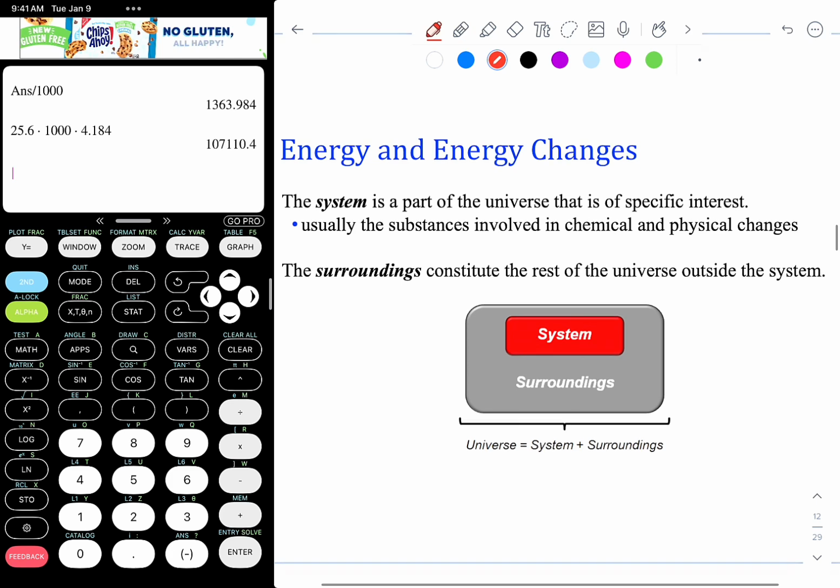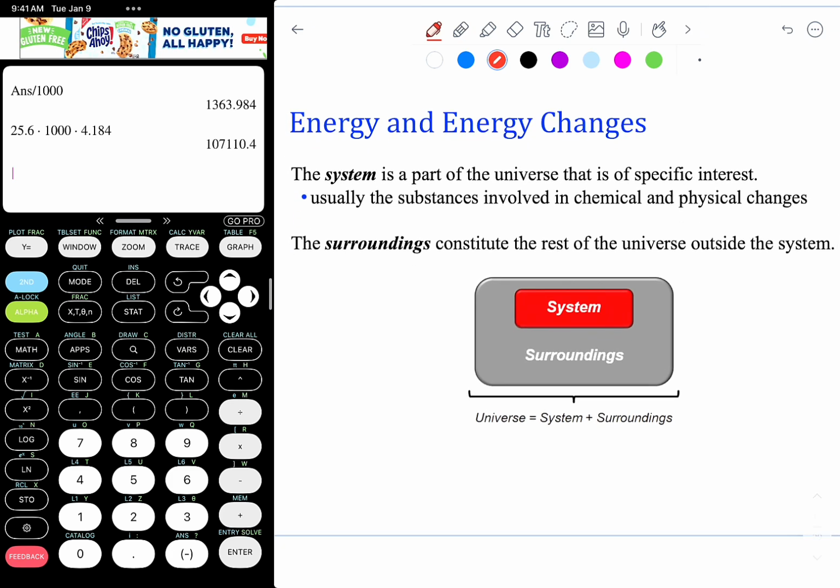Okay. Now, when we're talking about this transfer of heat, where the heat is going, all of the different energy changes, how we're transitioning energy, we have to think about two things: the system and its surroundings. So the system is a part of the universe that is of specific interest. So that's the ice cube that you're leaving on the counter to melt. That's the hot piece of metal that you're putting down next to a cold piece of metal in order to transfer the heat between the two. Okay? Usually the substance that's involved in the chemical or physical changes is going to be considered the system.